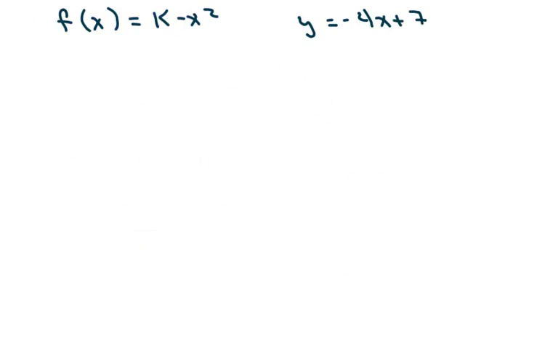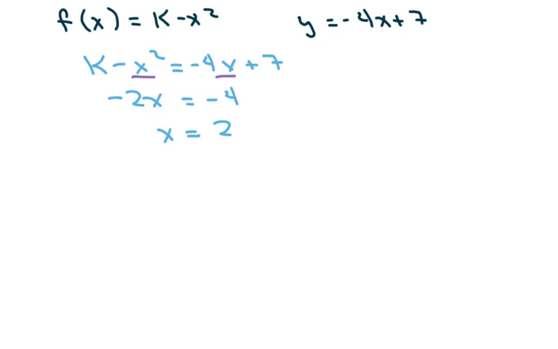Okay, we have 3 more problems, and we're going to go a little faster. So the first thing we're going to do is equate the equations. And equate the derivatives. So if we equate the derivatives, we're going to get negative 2x equals negative 4. So x equals 2. So when x is 2, we're going to plug in 2 and solve for k.